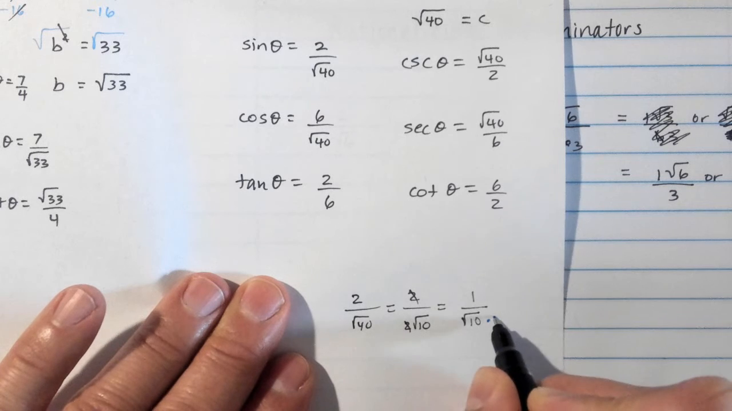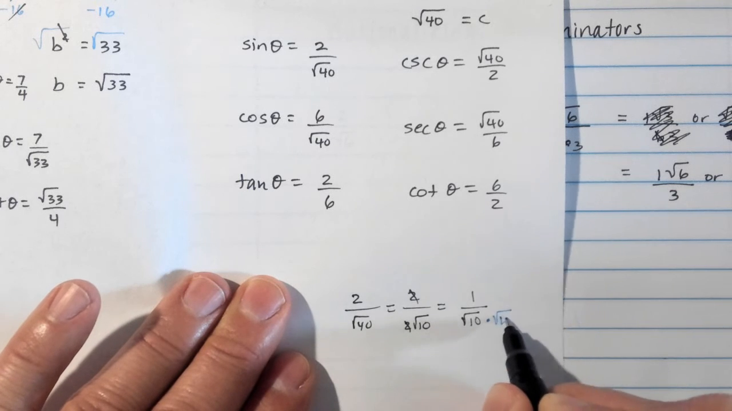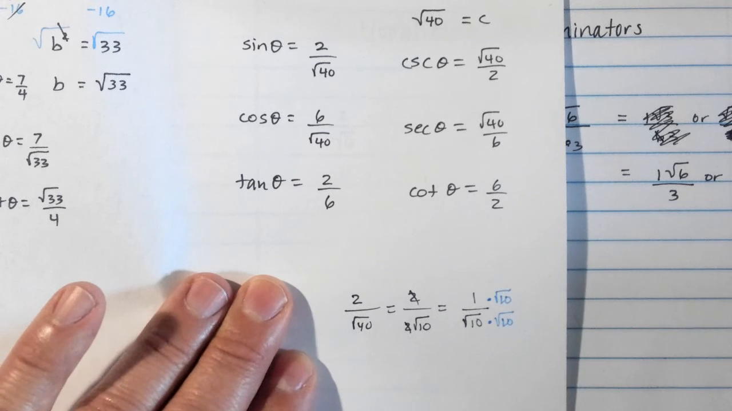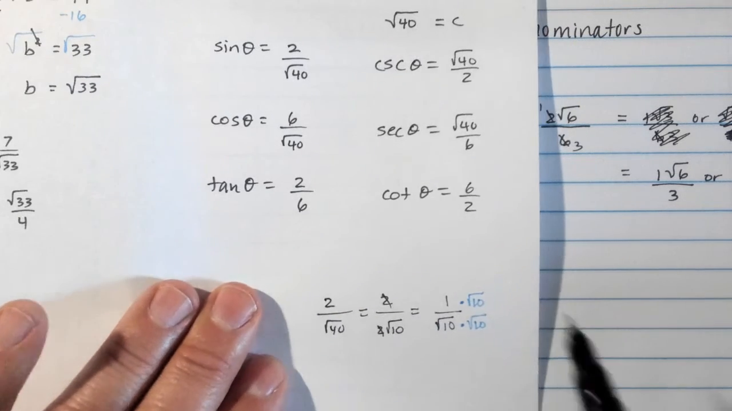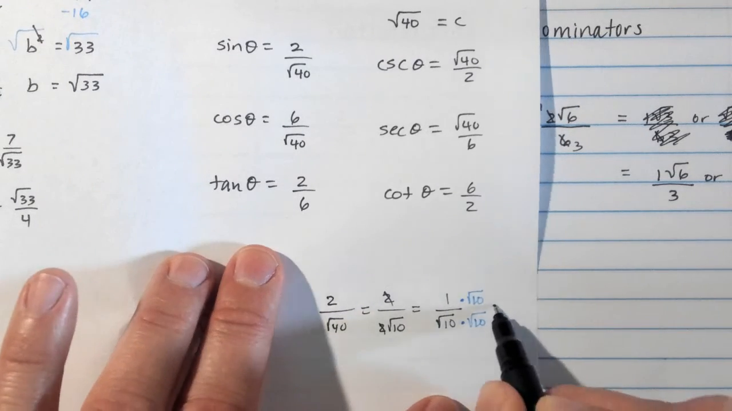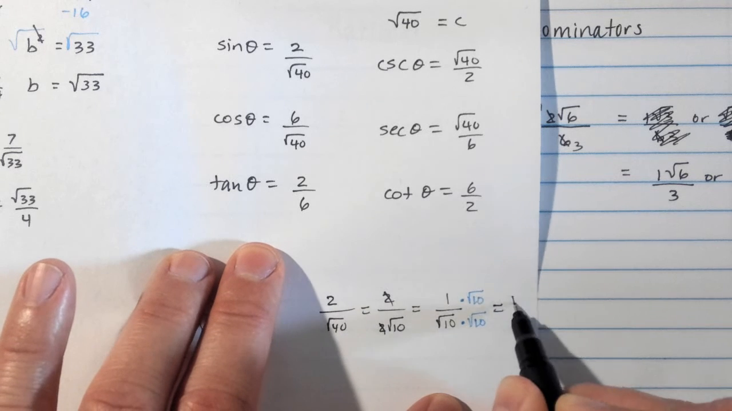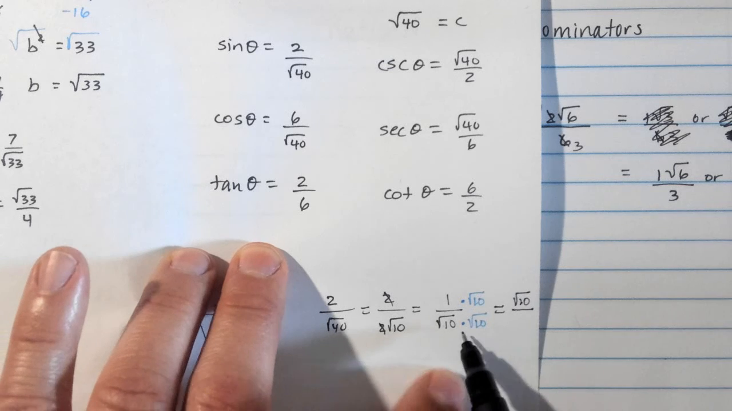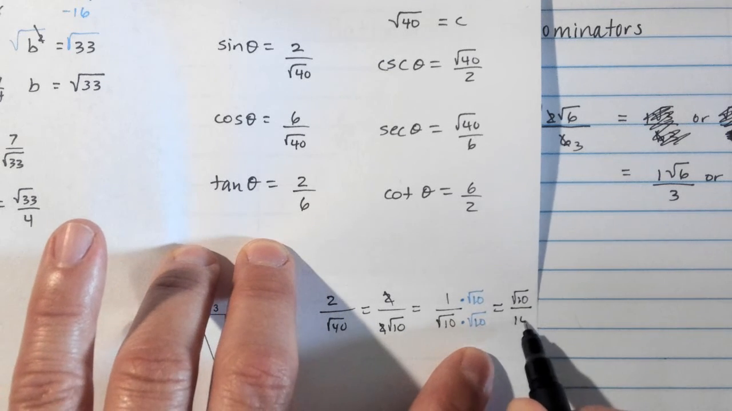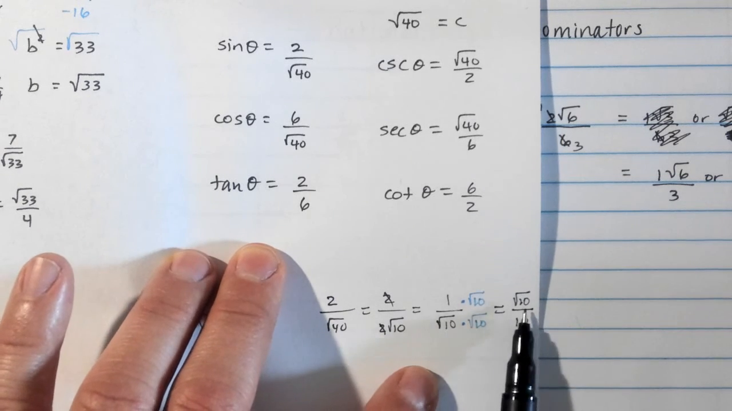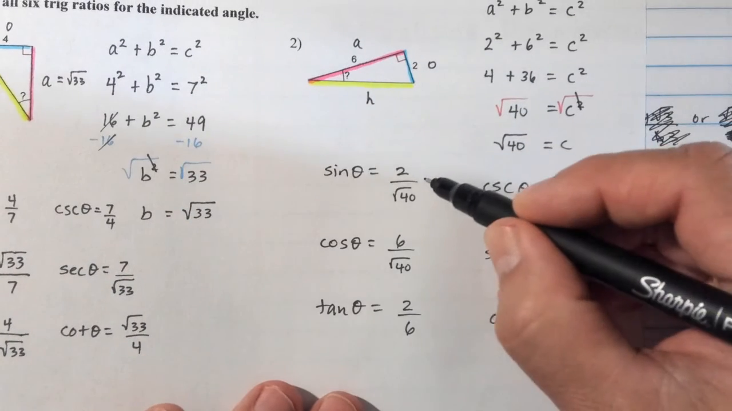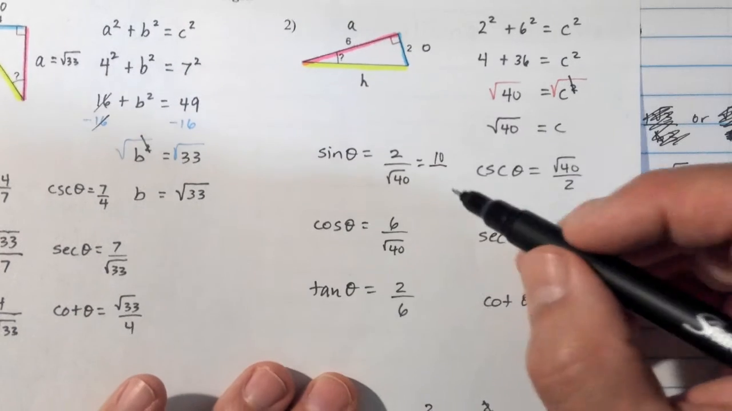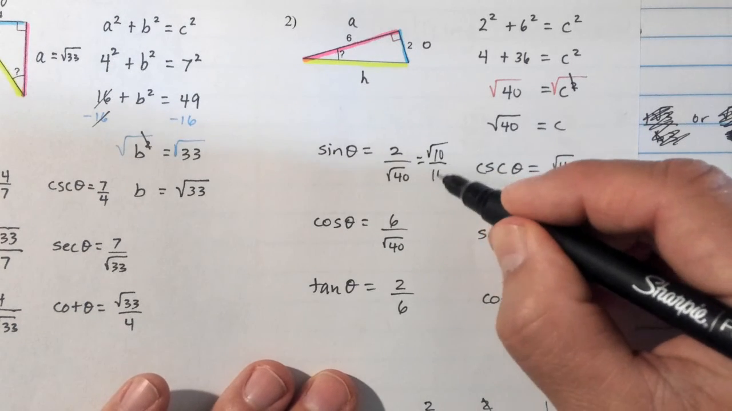So you're going to multiply the top and the bottom by the square root of 10. And what you end up getting is 1 times the square root of 10, which is just square root of 10. And that is the square root of 100, which is just 10. So this is the actual answer to this problem.